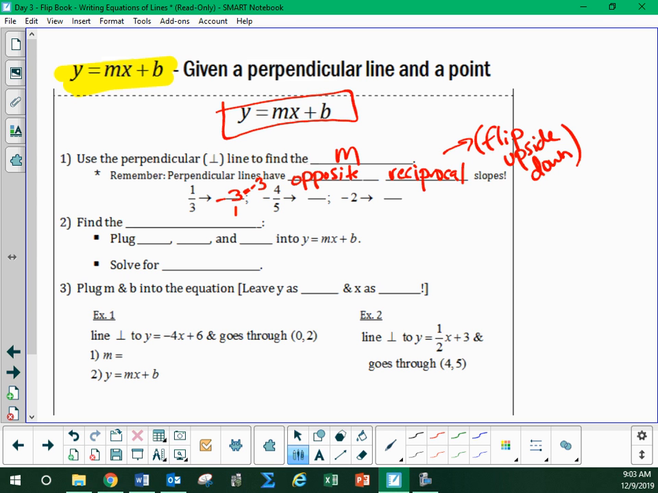Alright, so here we have negative 4/5. So if it's negative, our new slope will be positive. Then we flip it, so 5/4.